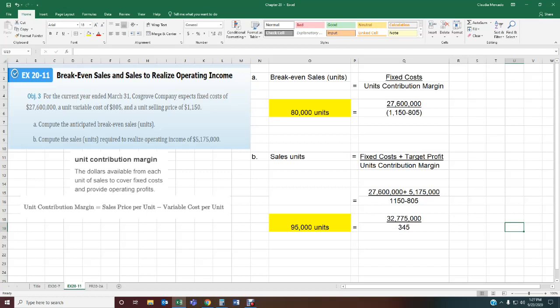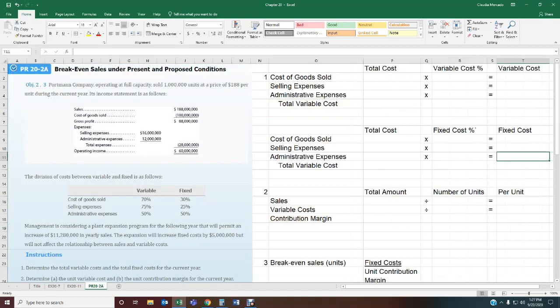Now the last problem that we are going to be covering in this short lecture is problem 22A. Let me look for my piece of paper where I have highlighted your upcoming test. Oh, here it is. I found it. On your upcoming test, you're going to have a problem similar to this one. Problem 22A deals with break-even sales under present and proposed conditions.